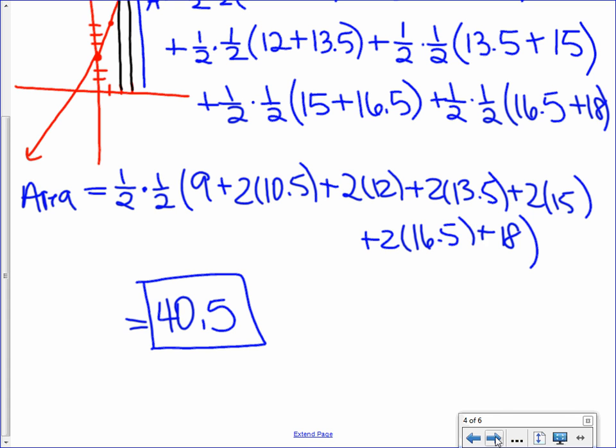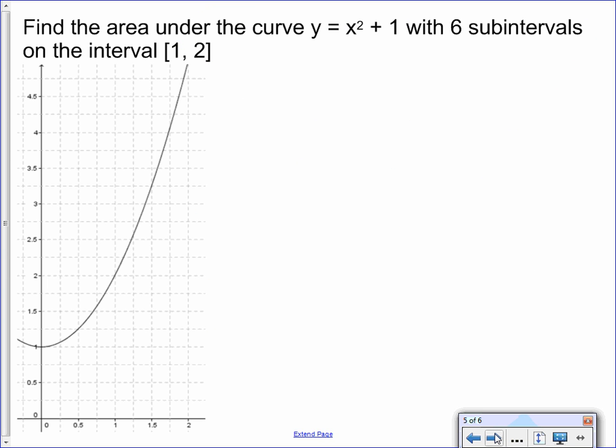Okay, let's look at our next example. So we're approximating the area under y equals x squared plus 1 with 6 subintervals over the interval 1 to 2. Well, okay, 6 trapezoids from 1 to 2. Okay, let's talk about how high each of these trapezoids will be.